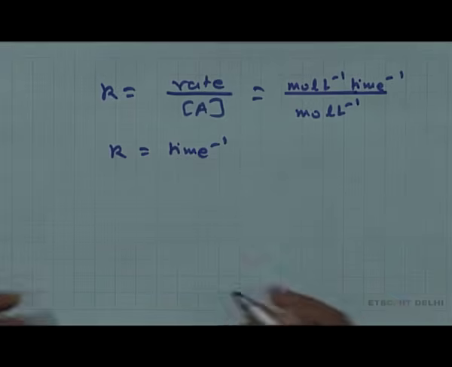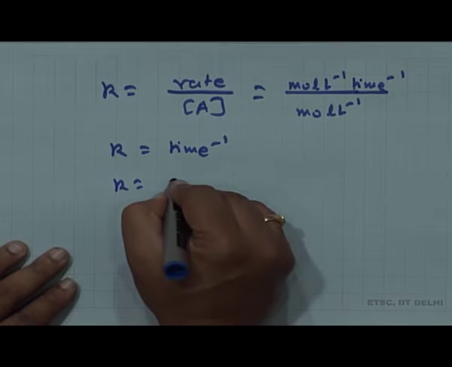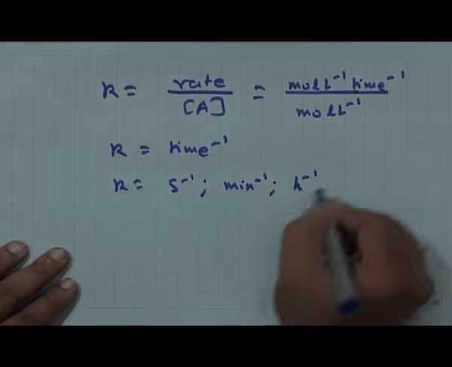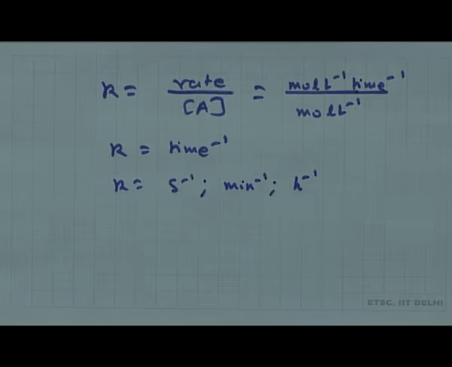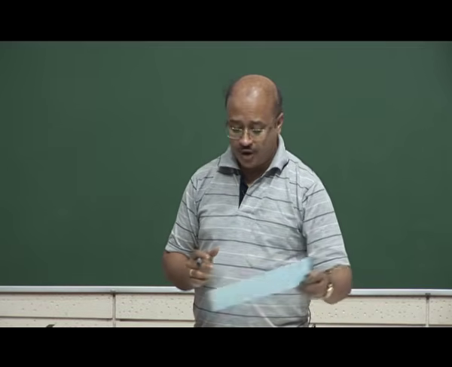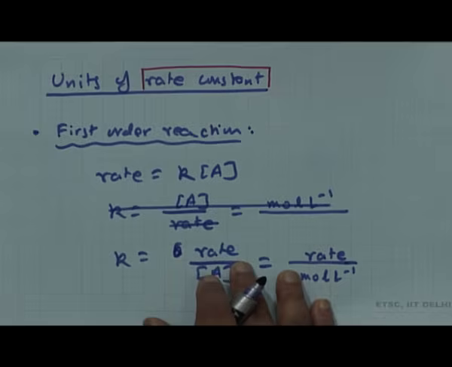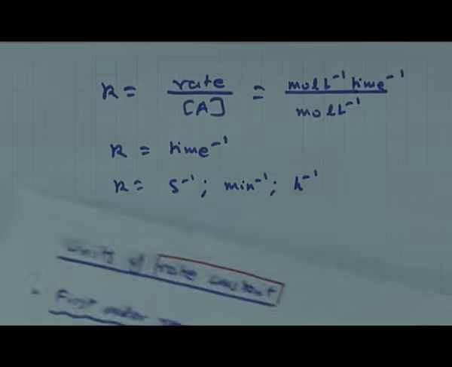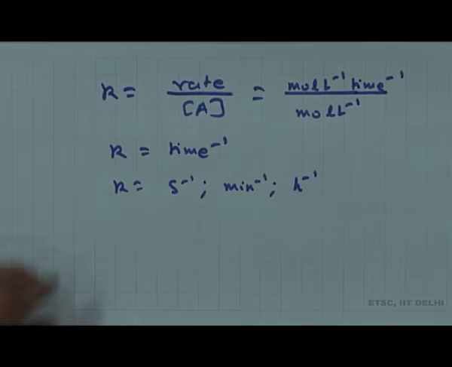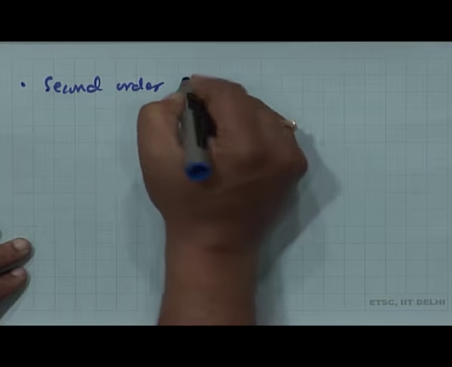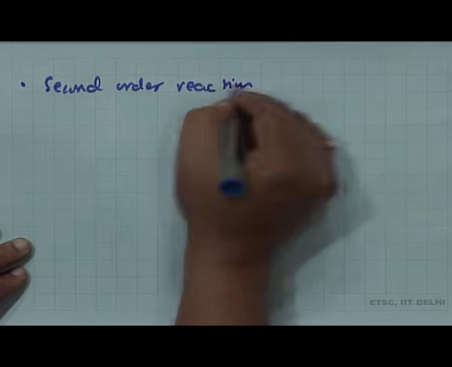So, if it is second, it can be second inverse, it can be minute inverse, it can be hour inverse, H standing for hour, hour inverse, and so on, right. So, hence for a first order reaction of the type rate is equal to K times A, the unit is the inverse of time, okay. So, likewise we go to second order reaction.